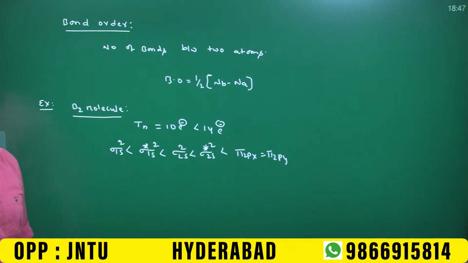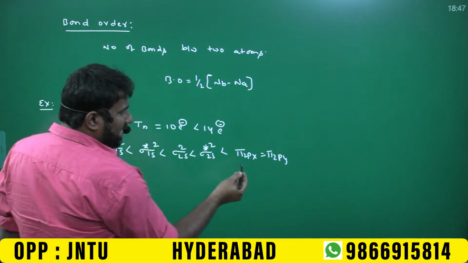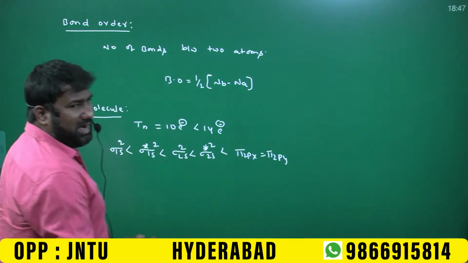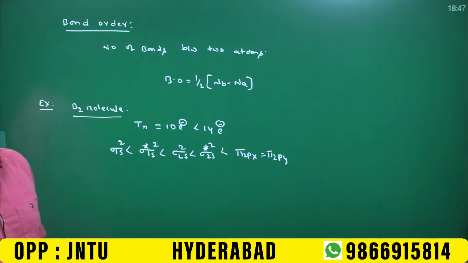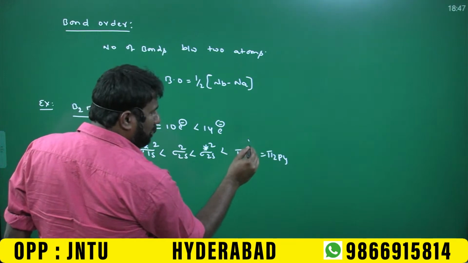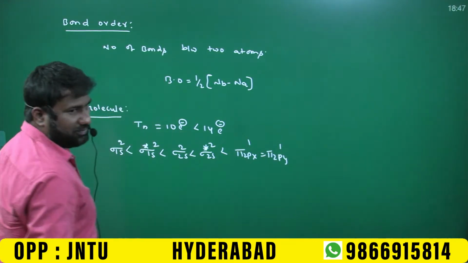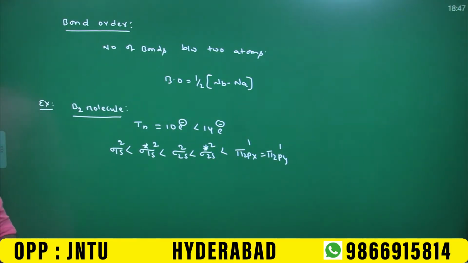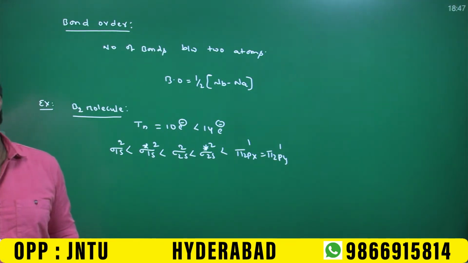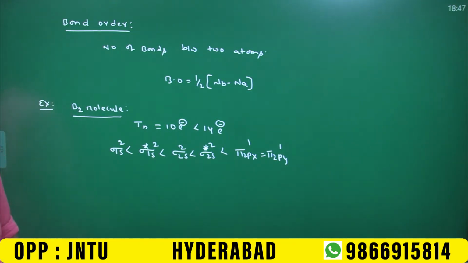According to Hund's rule, as you know, equal energy orbitals are each accommodated with one electron first. So you can write pi 2px1, pi 2py1. This is the electronic configuration of the B2 molecule.